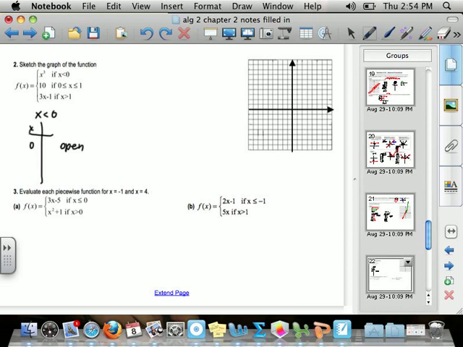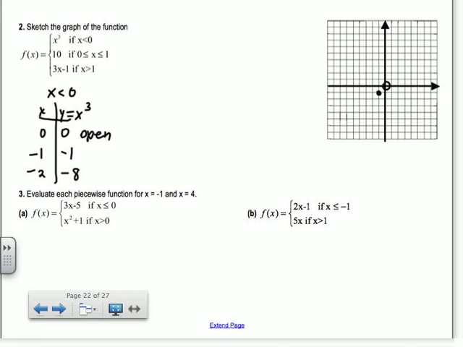So 0 cubed is 0. Negative 1 is less than 0. So negative 1 cubed is negative 1. Negative 1 times negative 1 times negative 1. Negative 2 cubed is negative 8. So I should have 0, 0 is an open circle. I have negative 1, negative 1. And I have negative 2, negative 8. Right on the very end. Yeah, it's kind of like part of a parabola. The cubic function actually does this. Like it's part of a parabola and then part of a parabola.